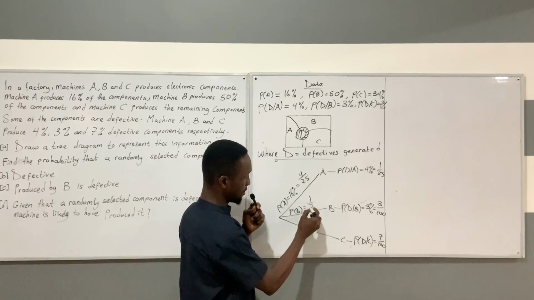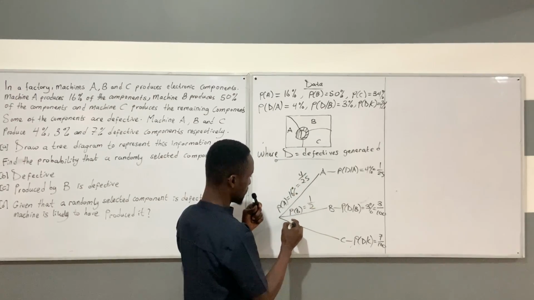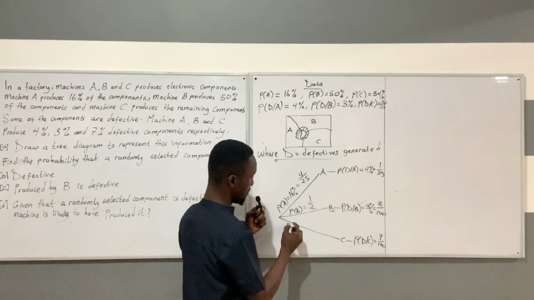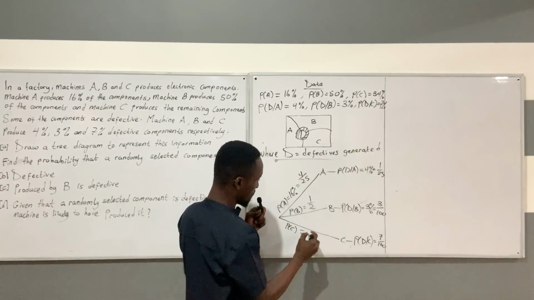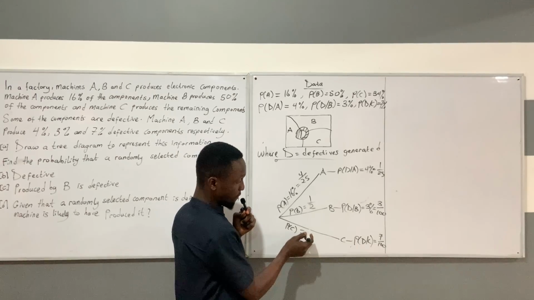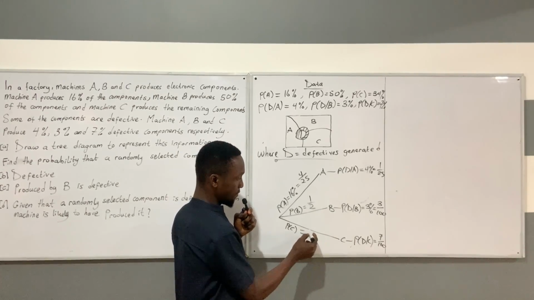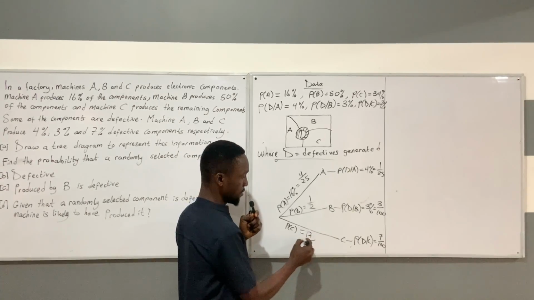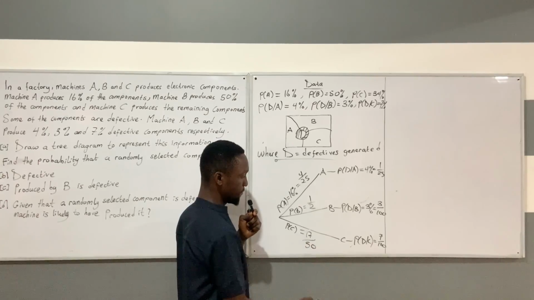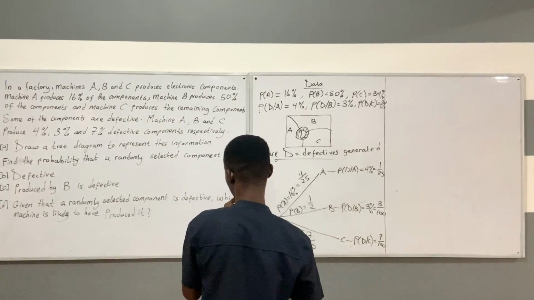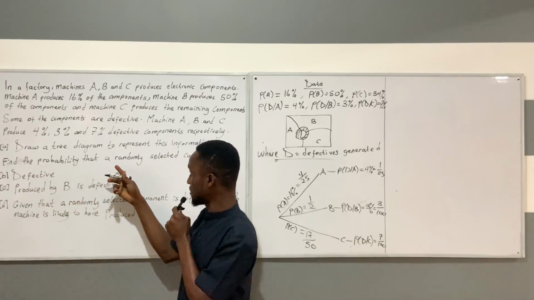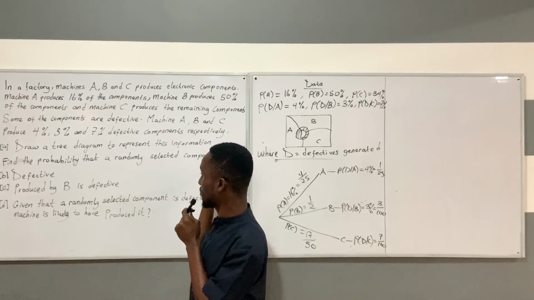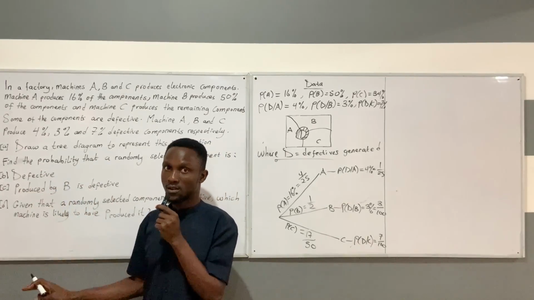The next thing is probability of C. So P of C is giving us 34%. Now when you divide the 34 by 100, you have 17 divided by 50. The next thing we need to do is to go to the question. It says, find the probability that a randomly selected component is defective.